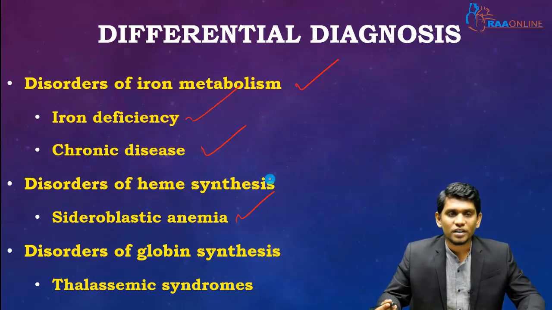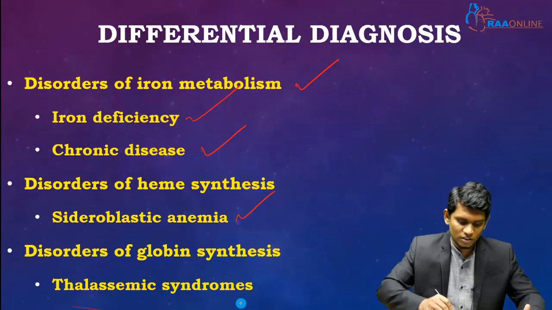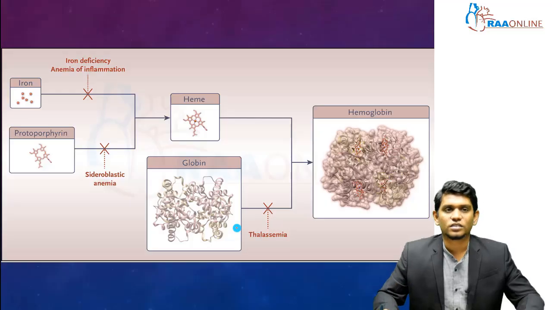And if there are globin disorders, so there can be two parts, right? Either iron can be absent or its metabolism is defective, or heme synthesis itself is affected, meaning sideroblastic anemia, or globin, the protein component, is affected, which is called thalassemia or thalassemic syndromes. So this is the fourth thing.